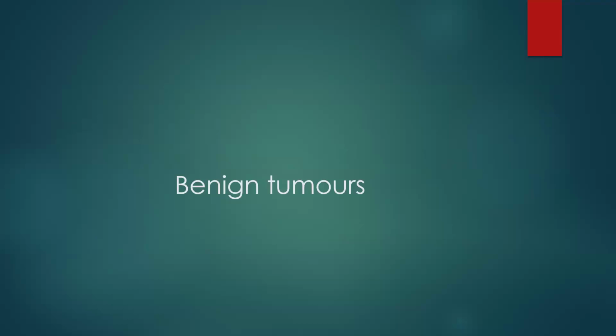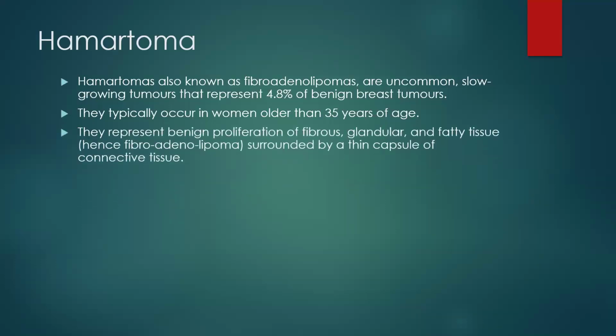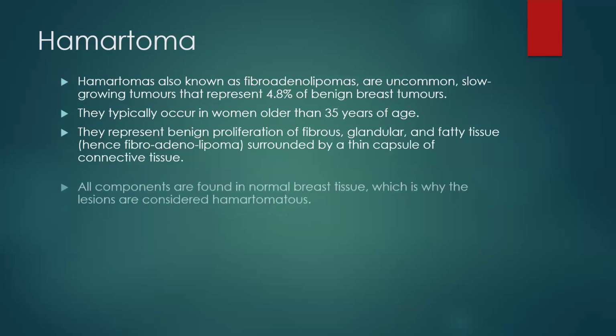Now we come to the benign tumors, which is the last group in our talk today. We are going to start with the hamartoma. The hamartoma, also known as fibroadenolipoma, are uncommon, slow-growing tumors that represent 4.8% of benign breast tumors. They typically occur in women older than 35 years of age, and they represent benign proliferation of fibrous, glandular, and fatty tissue, hence the name fibroadenolipoma, surrounded by a thin capsule of connective tissue.